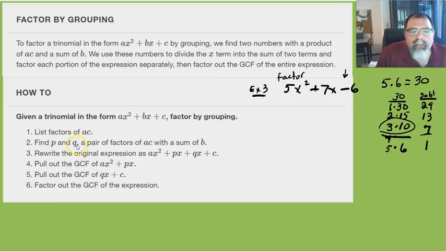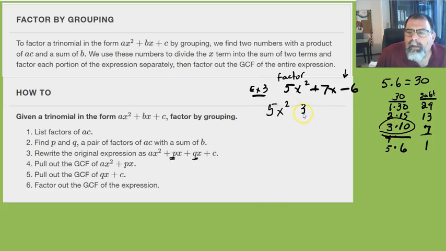Now, as far as the signs, we're going to do the same thing. The bigger one's going to get a positive, and if this is negative for the product, so the bigger one's going to be positive, and then the other one would be negative. And we're going to rewrite this expression with the P and the Q. So it's going to be 5x squared.